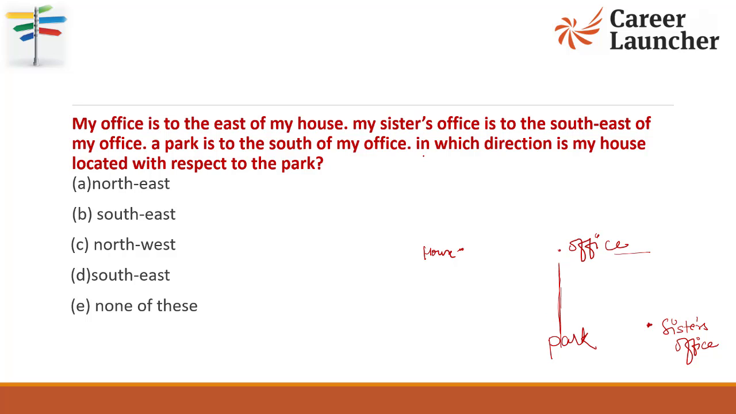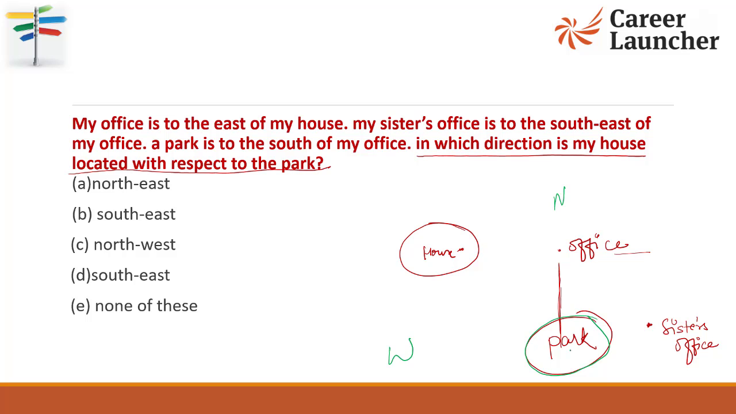Now the question is, in which direction is my house located with respect to the park? If I'm standing at the park and looking at my house, I'm looking in which direction? When you're standing at the park, this is the north and this is the west. So standing at the park, when you're looking at the house, you're looking in the northwest direction.